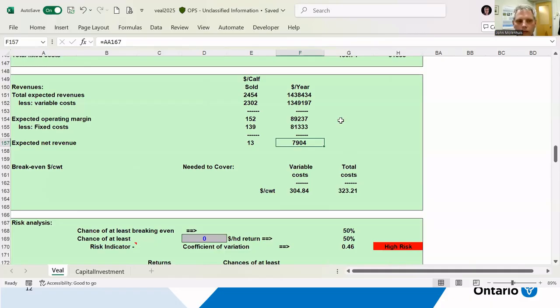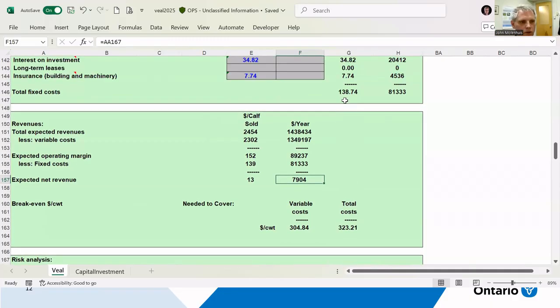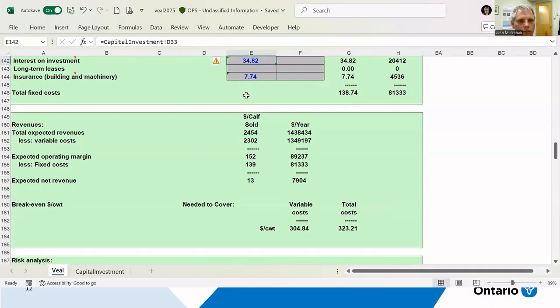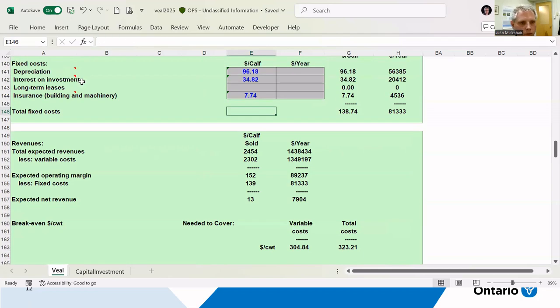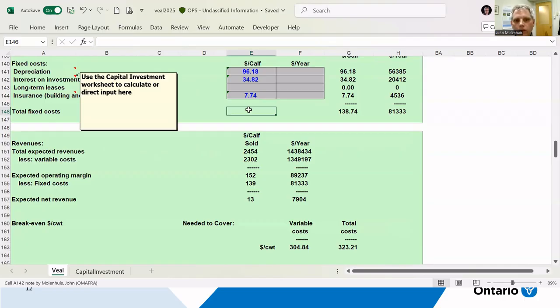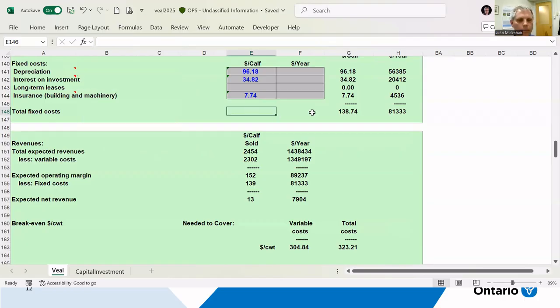So in here, we have an operating labor, the total amount of labor estimated as required for the veal operation, and we apply a labor rate to that. We have market values for feed. We have an interest on investment portion here that is calculated. So that's on equity and financed capital, so it applies to those as well.